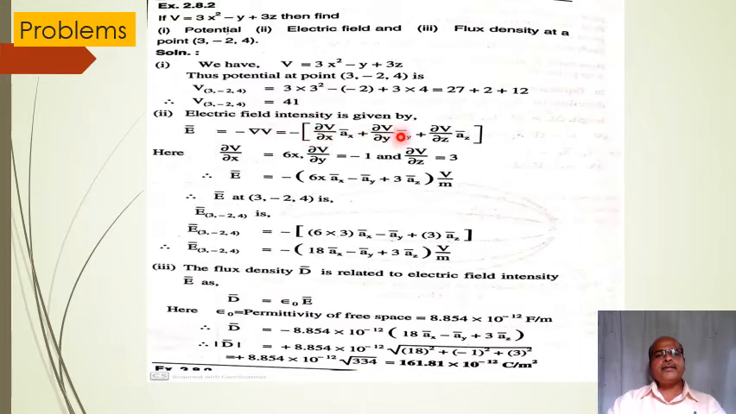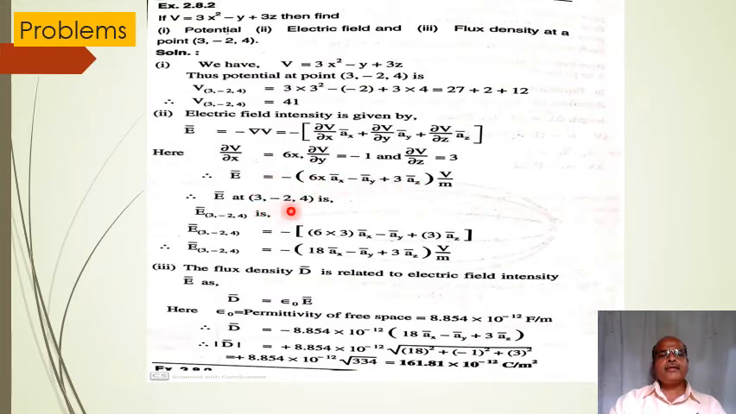Then the electric field intensity is given by the formula E is equal to minus grad V. So fill in that formula, then find the partial derivative of each term, that is dV by dx, dV by dy, dV by dz. Taking the partial derivative with respect to x, we get 6x. With respect to y, we get minus 1. And with respect to z, we get 3. Okay, so E is equal to, we will get this equation.